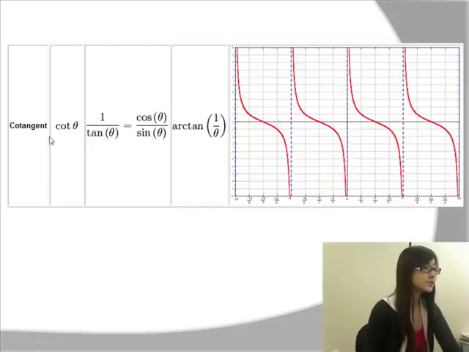The cotangent function is written as cot delta. It is equal to 1 over tan delta, which is equal to cos delta over sine delta. Inverse you don't have to worry about at this point, and the graph looks something like this. Looks rather like the tan function.